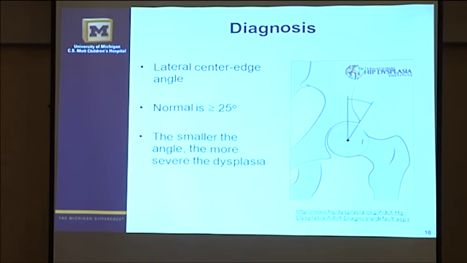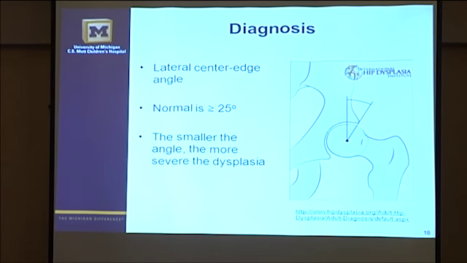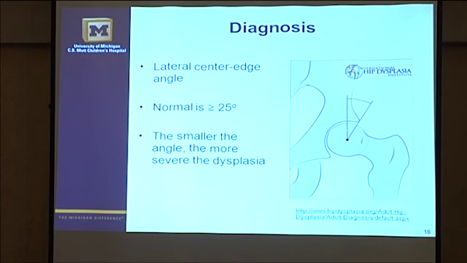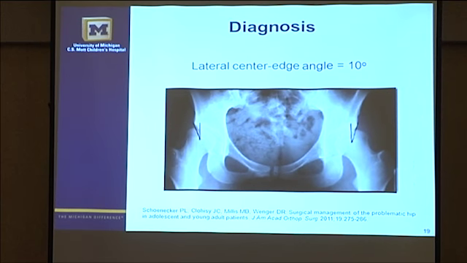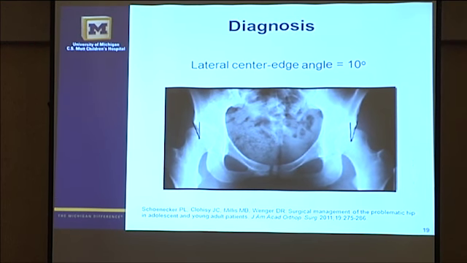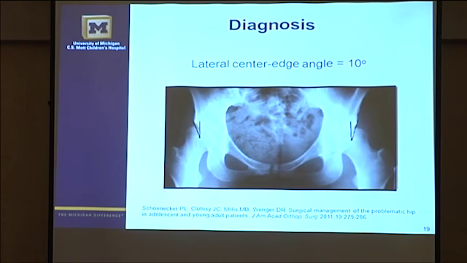So you can imagine that if you have hip dysplasia and you have a more shallow acetabulum that covers less of the femoral head, this angle will be smaller. And the smaller the angle, the more severe the dysplasia. So here's a real-life example. This is an AP pelvis x-ray of a patient with bilateral hip pain. You see the lateral center edge angles are drawn out for you. And his angle only measured about 10 degrees. So he does have hip dysplasia.